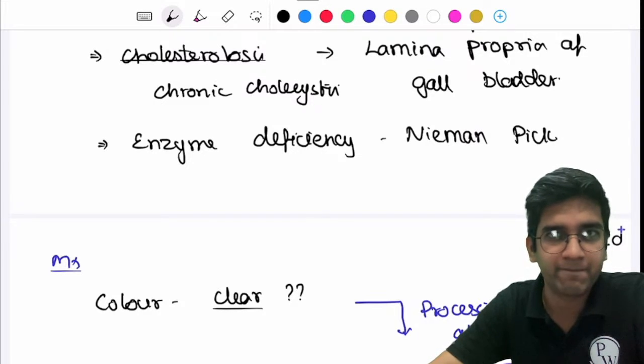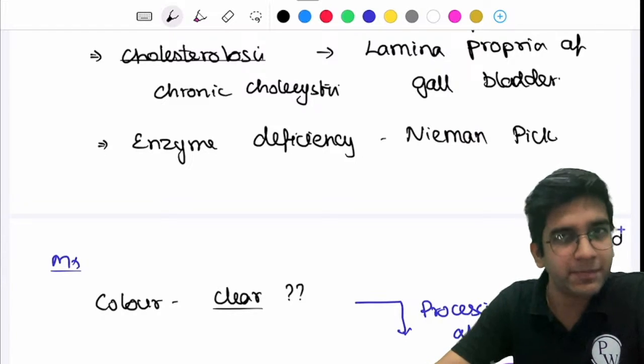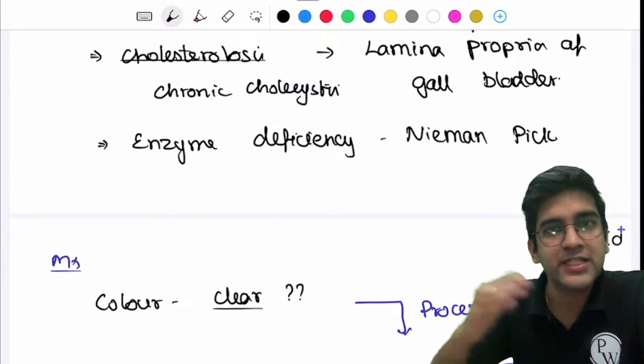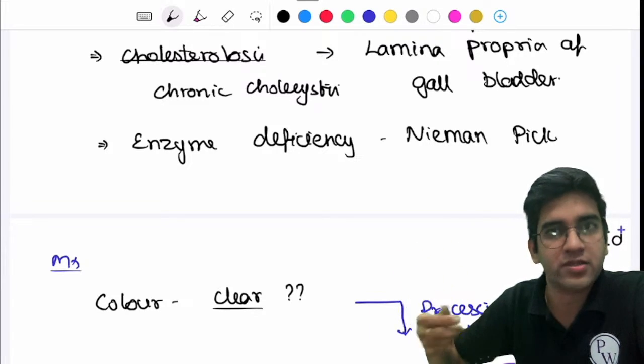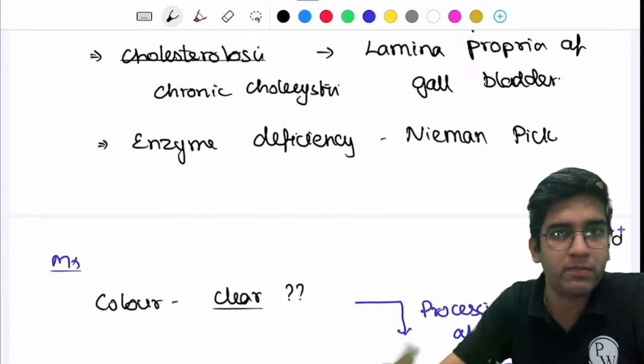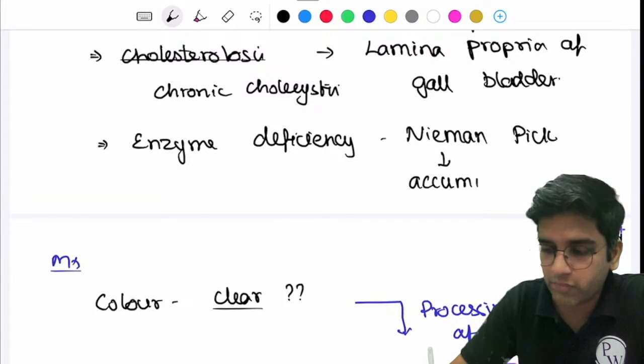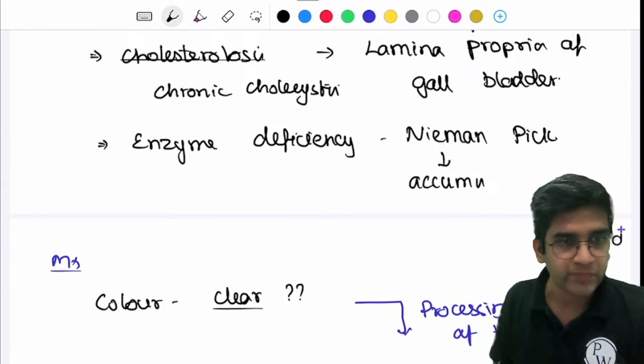Have you heard about sphingomyelinase? In Niemann-Pick disease, sphingomyelinase is defective. When sphingomyelinase is not there, sphingomyelin cannot be processed. It's myelin, again a part of fat, right? So here also you'll have accumulation. It accumulates throughout the body. Fine.